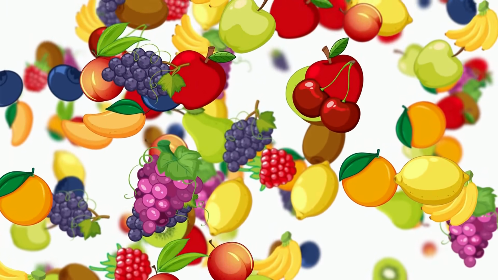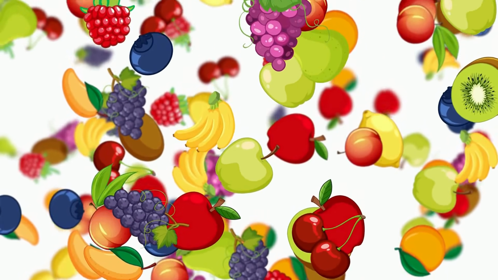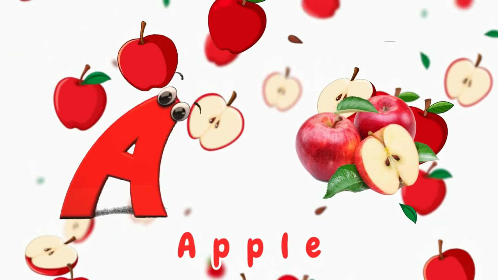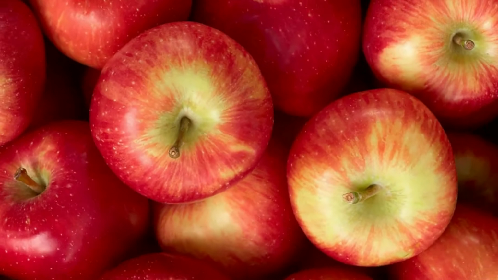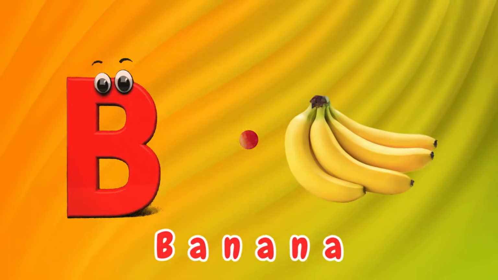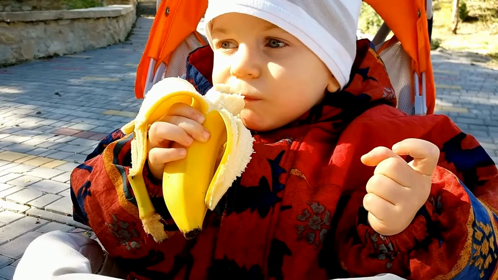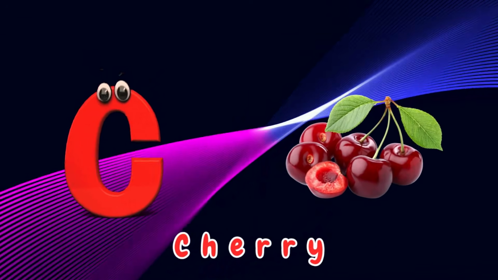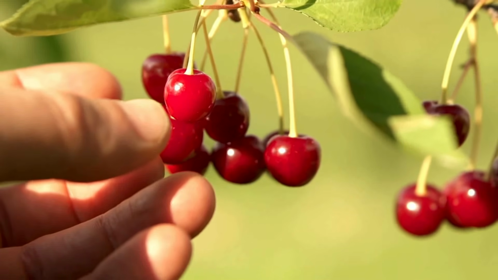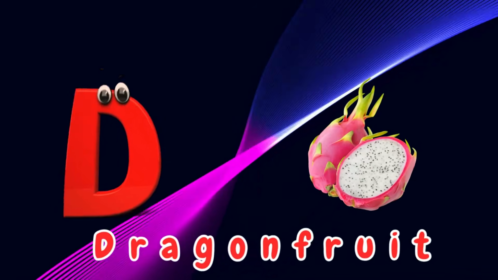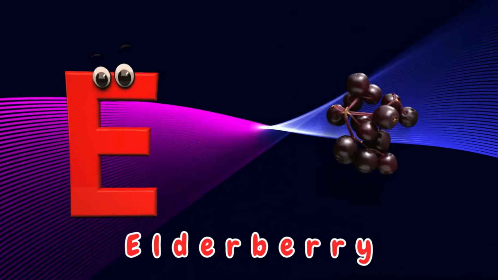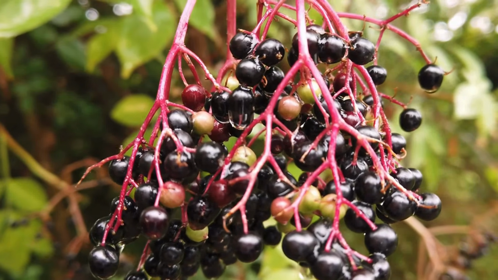B is for banana. B, B, B, banana. C is for cherry. C, C, C, cherry. C for cherry. D is for dragon fruit. D for dragon fruit. E is for elderberry. E, E, E, E, elderberry.